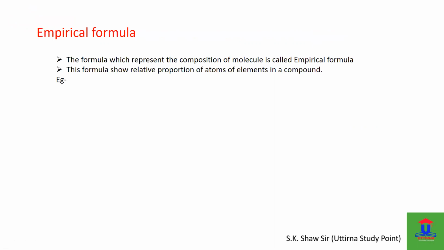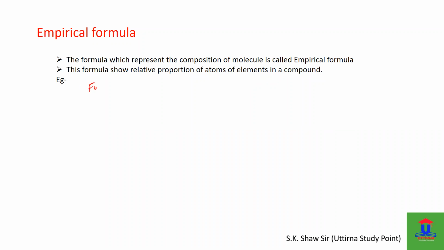Okay, so the topic for today's lecture is empirical formula. What is the empirical formula? The empirical formula is the simplest formula of any compound, which shows the elements present in the compound in a simple whole number ratio. I repeat, the empirical formula represents the simple whole number ratio of elements present in the compound. Take an example to understand what the empirical formula is.